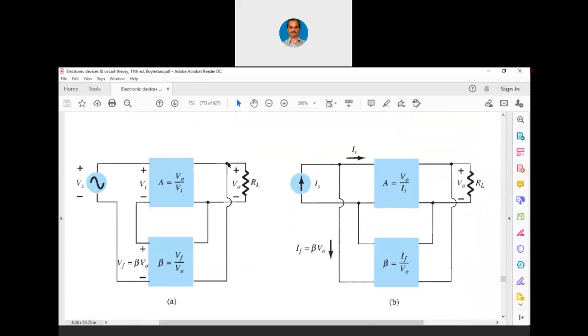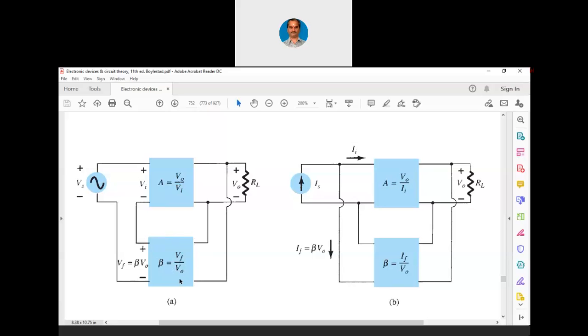Now you can see you have the load resistance here, and I have already told you that A equals Vo by Vi and beta equals Vf by Vo. So Vf is equal to beta into Vo. And you can see in this particular diagram, voltage is taken from the output. Output voltage itself is taken and given to a feedback network. This feedback network is basically an attenuating network. It is a passive network, so to say. Passive network in the sense that in this feedback network, there is no active device.